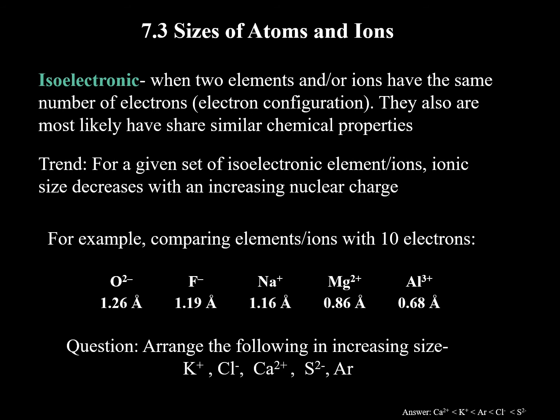Isoelectronic: iso means the same, and the number of electrons. So when two elements or ions have the same number of electrons, the same electron configuration, they'll have similar chemical properties. But the trend is, for a given set of isoelectronic elements or ions, meaning they have the same number of electrons, the ionic size decreases with an increase in nuclear charge. So let's look at our example here. We have O2 minus, F minus, Na plus, Mg2 plus, and Al3 plus.